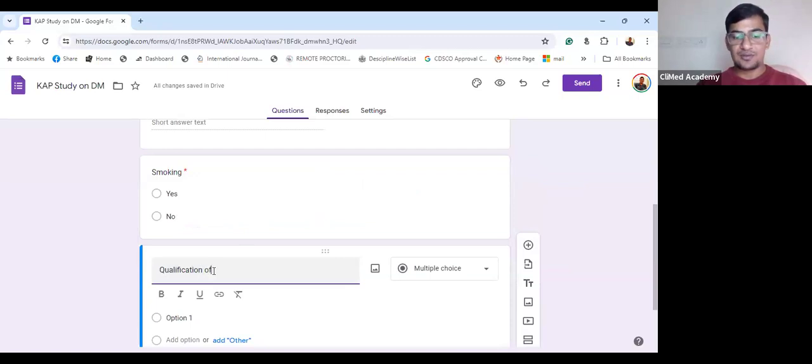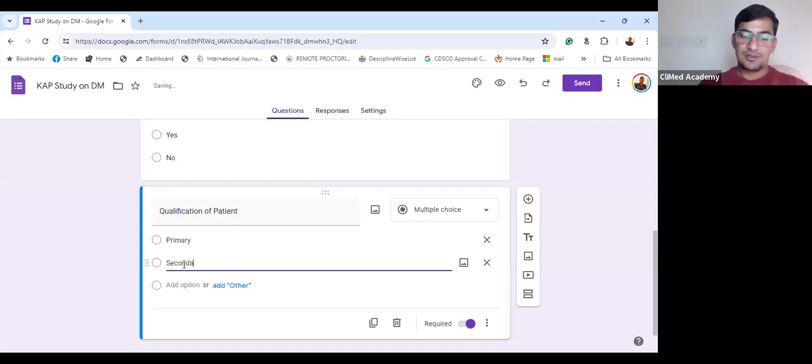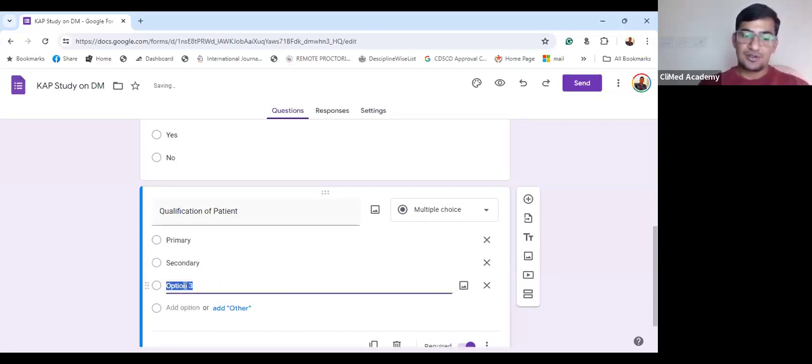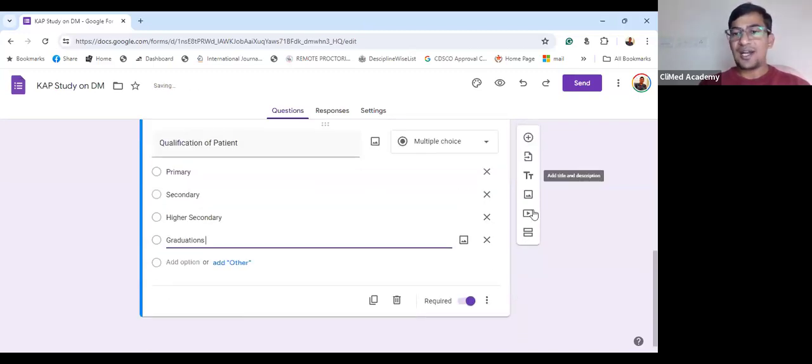And suppose I'm telling you multiple things, if you want to know the qualification of the patient. Okay, qualification of the patient. What's the qualification? Either you can ask them to write directly, or you can write primary school, secondary, or higher secondary, graduation, and so on. Okay, graduation, and so on.